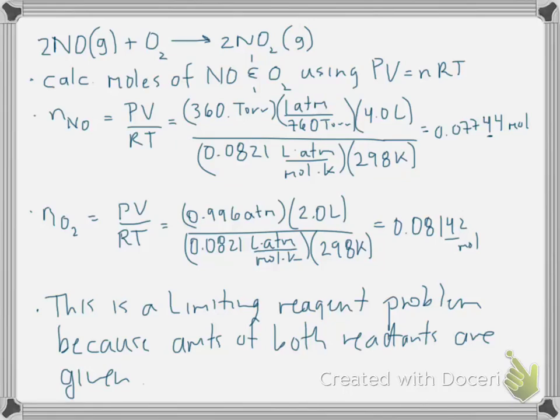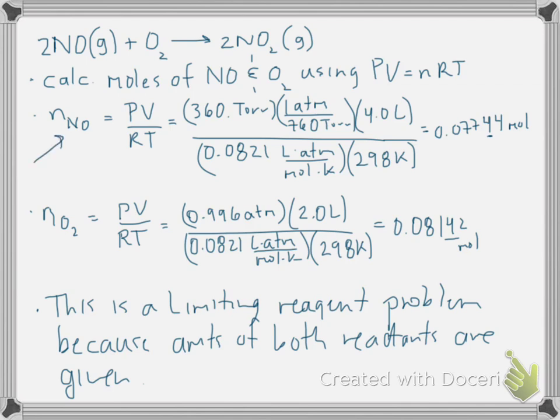For this problem, there is NO, nitrogen oxide, and O2 gas separated in different compartments, and the reaction will be initiated when the valve is open, but you can see the conditions of each gas as described in the problem. The first thing that you want to do is calculate the moles of NO and O2 using this information and the ideal gas law, PV equals nRT.